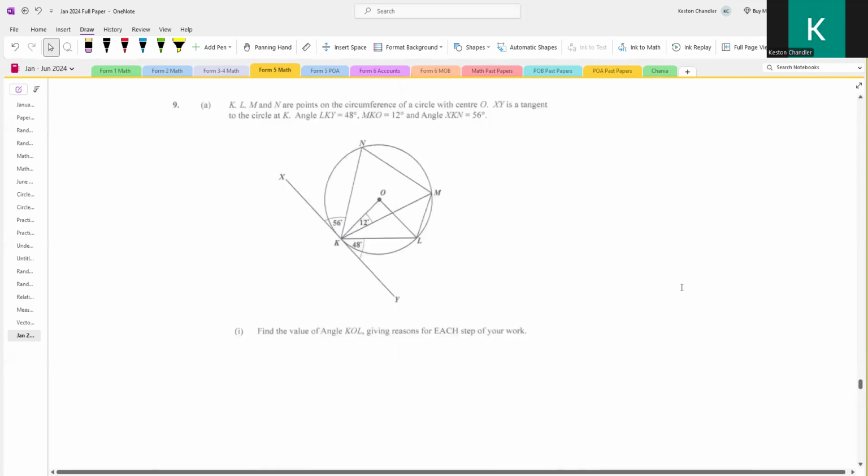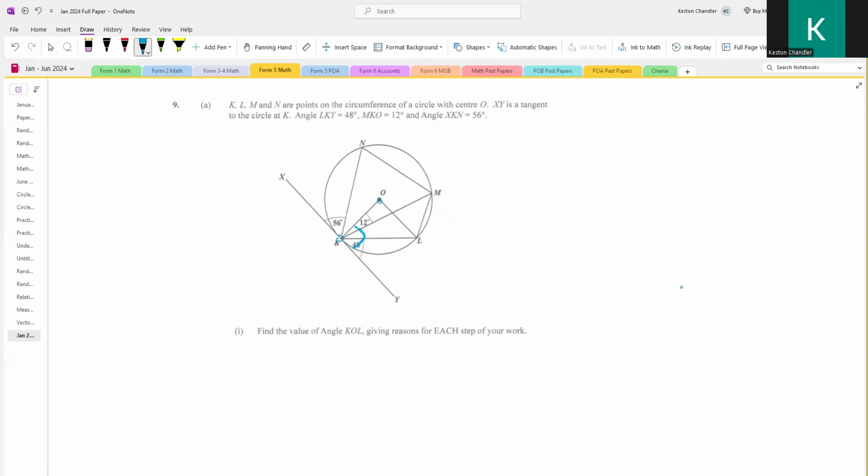All right. They want us to find the value of the angle KOL, right? Now, KOL is at a 90-degree here, is also a chord. Right. So look at this. KO is meeting here at a 90-degree angle. Agreed? We know what this is. We know what this is.